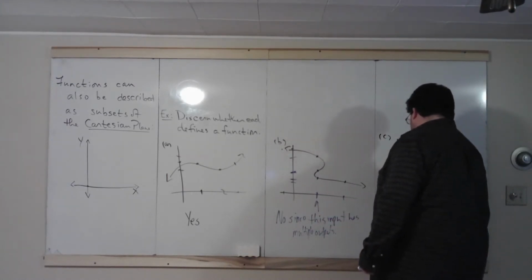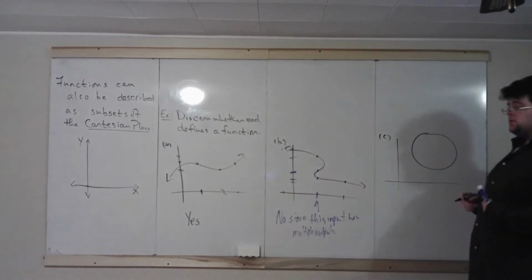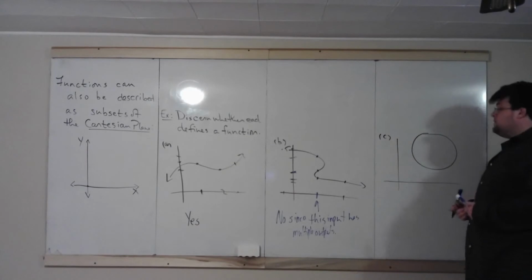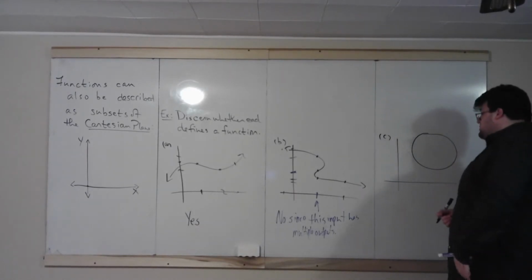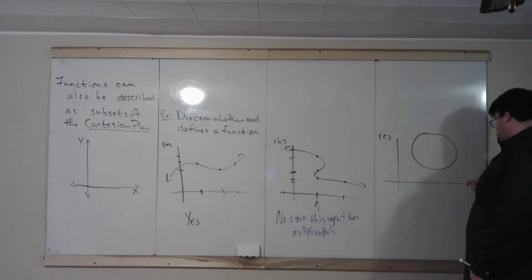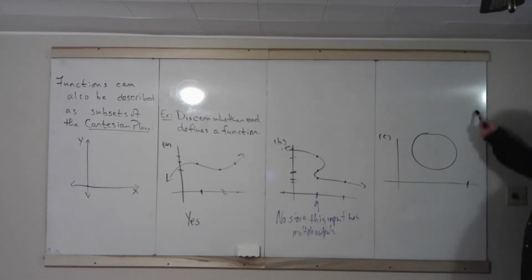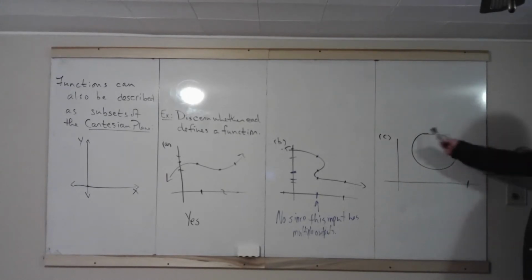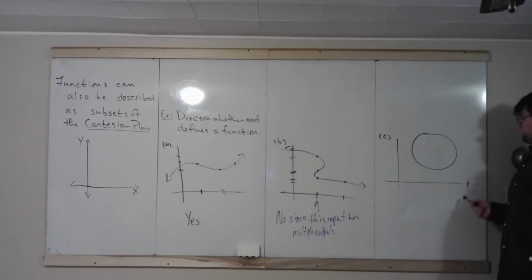Let's look at one more. Let's look at this circle. Does this define a function? Does it define y as a function of x? Well, what happens if you choose this input all the way over here? How many outputs does that have? Well, notice at this input, it doesn't hit this curve. That's a circle. This has no outputs.